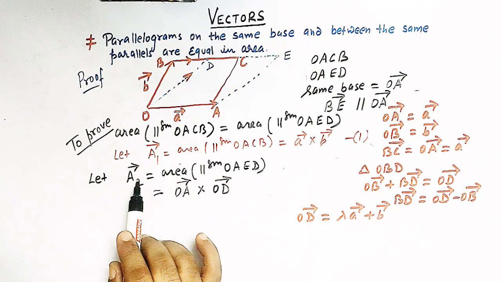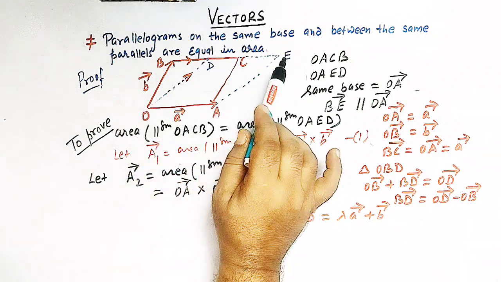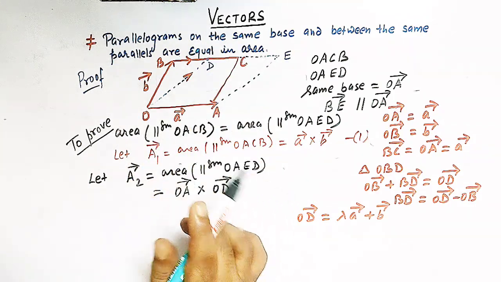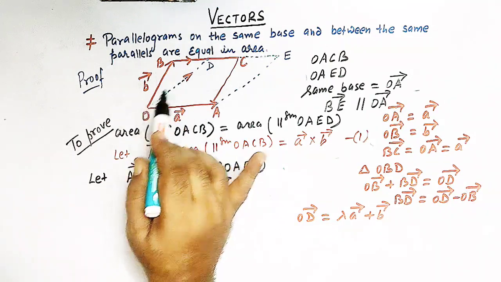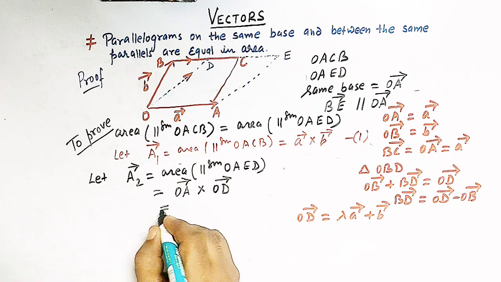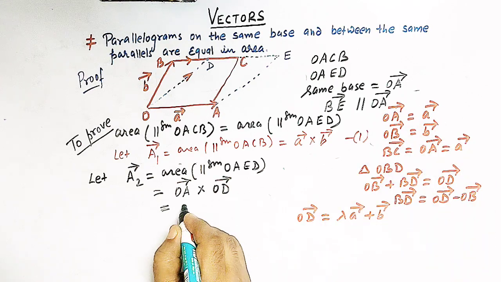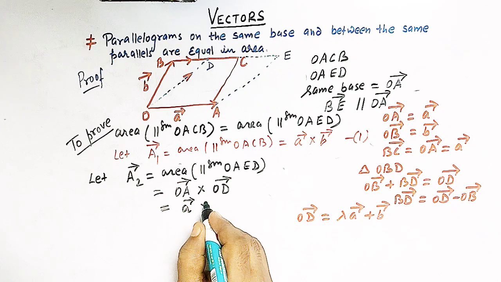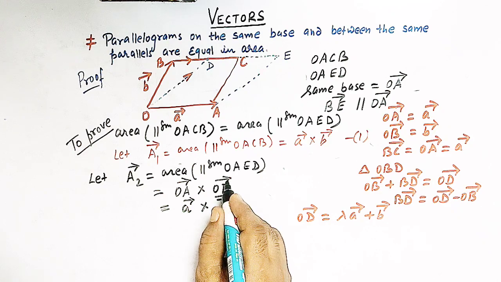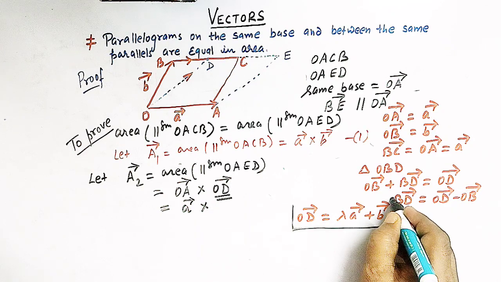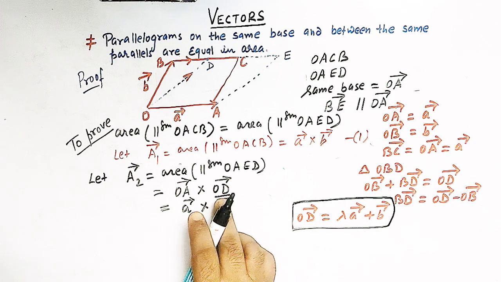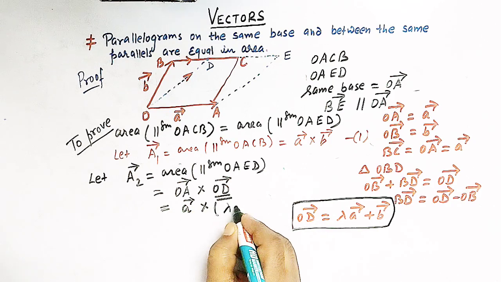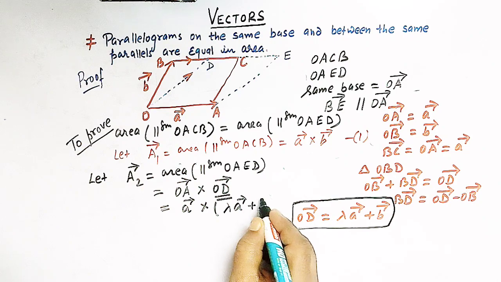So the area of the parallelogram OAED is given by the cross product of the adjacent sides. So the adjacent sides are OA vector and OD vector. Now OA vector is given by vector A. So here we'll write vector A, and here we have vector OD, and we have already expressed this vector OD in terms of vector A and vector B. So let us write vector OD as lambda A plus vector B.